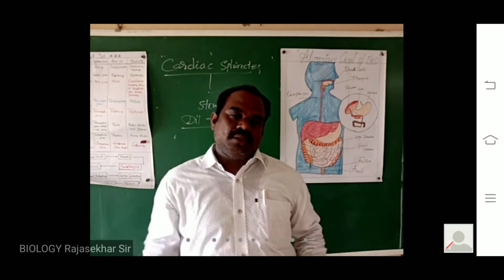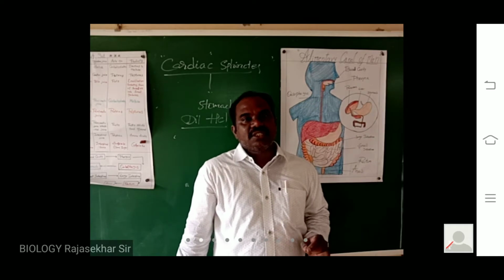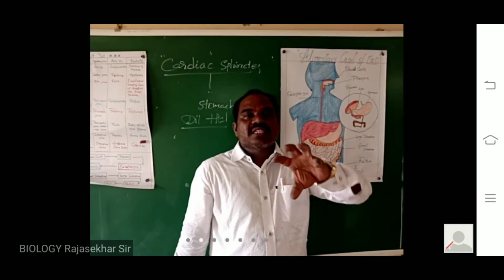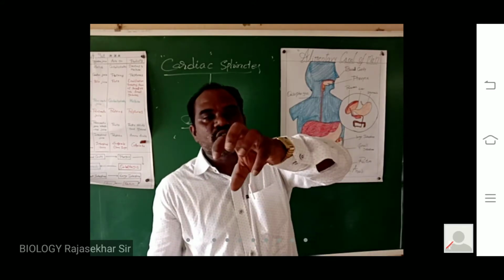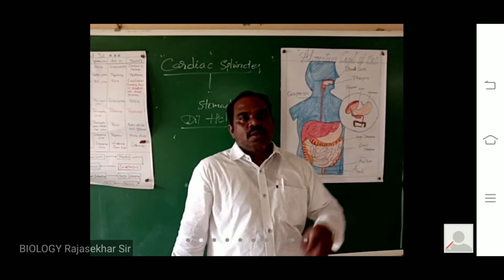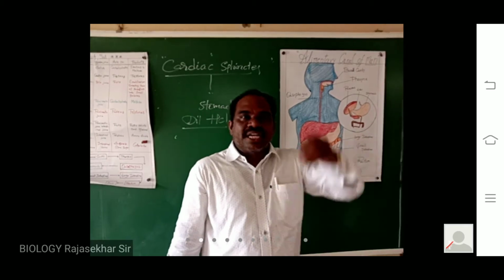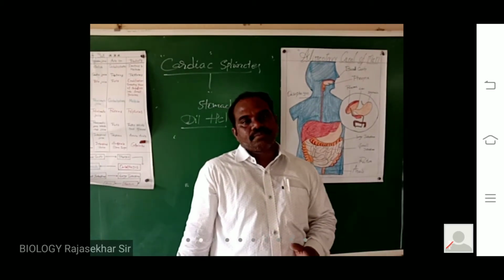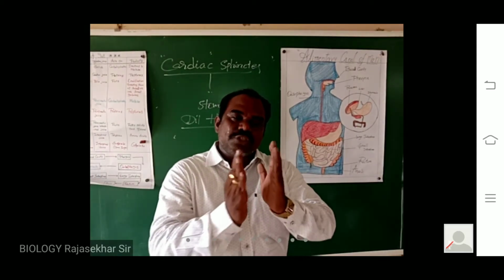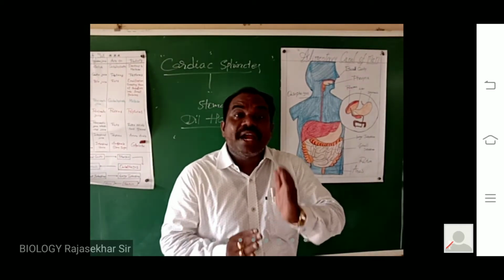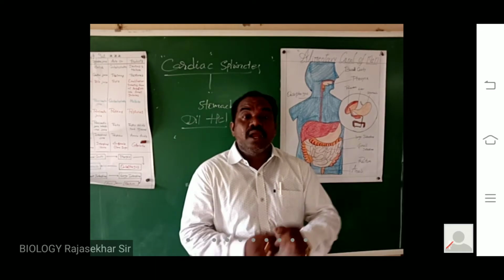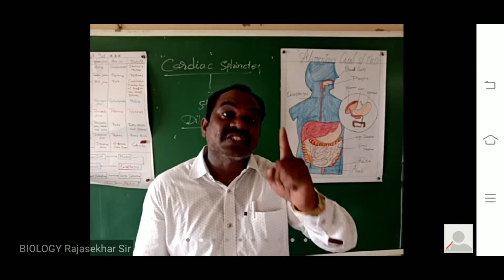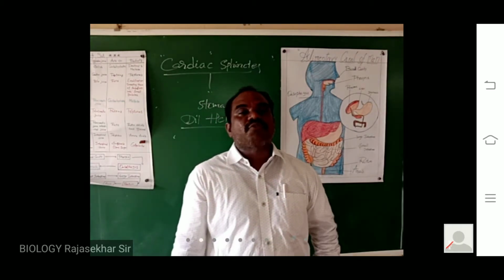In our stomach, a sphincter is present. That is called the cardiac sphincter. The cardiac sphincter opens and closes. It regulates food materials, allowing the food materials from the esophagus to the stomach. In the stomach, gastric juice is secreted and hydrochloric acid is secreted. Diluted hydrochloric acid is secreted from the walls of the stomach.